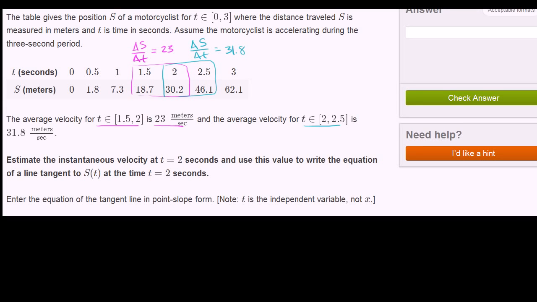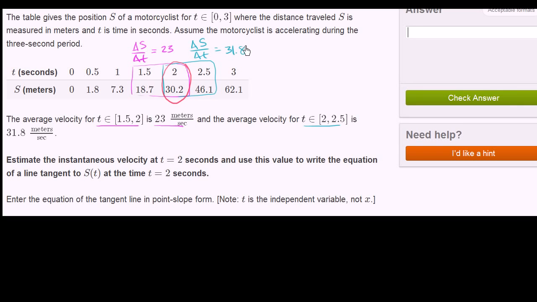So we can try to approximate the slope of the tangent line right over here, right when t equals 2 seconds, by taking the average of the slopes of the tangent lines between 1.5 and 2 and 2 and 2.5. So essentially, to approximate the slope of the tangent line, we're going to take the average of these two rates of change right over here, the average of these two slopes.